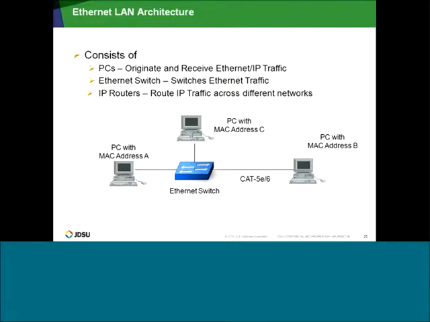So for example, if a frame comes in from MAC address A as a source, and the destination is MAC address C, the port that's connected to MAC address C will know that it needs to forward the frame directly to it. So that's essentially the job of a switch. It inspects the source address and destination address, and based on that, sends it on to the next hop.